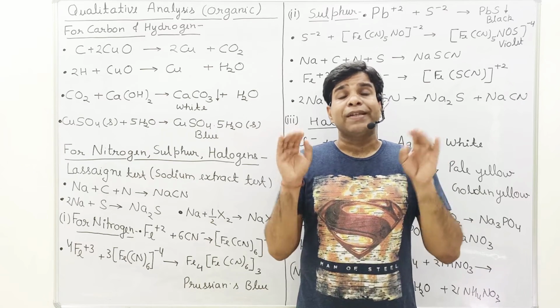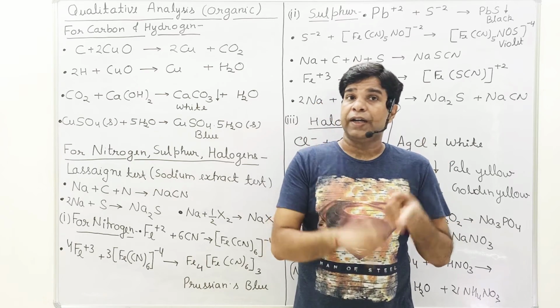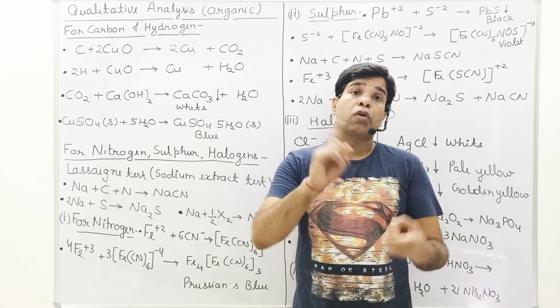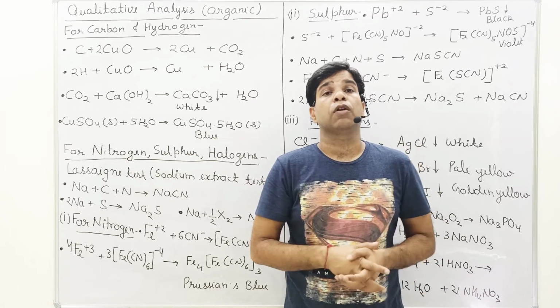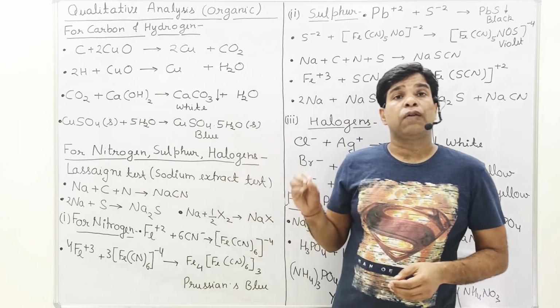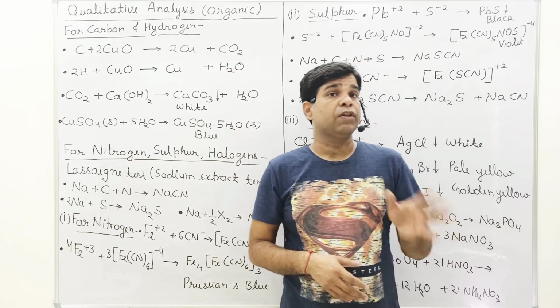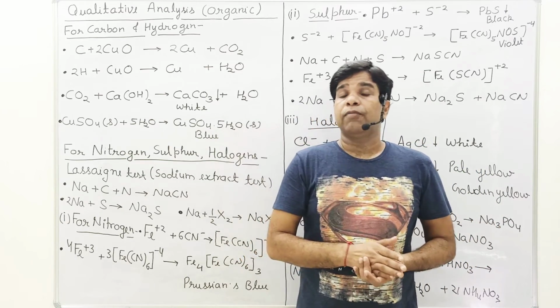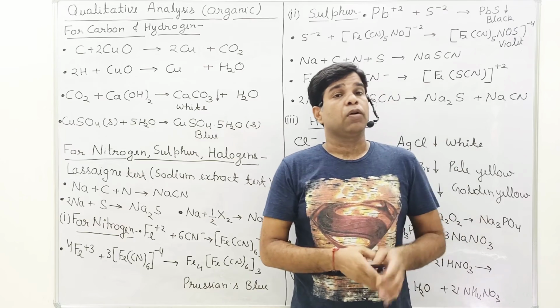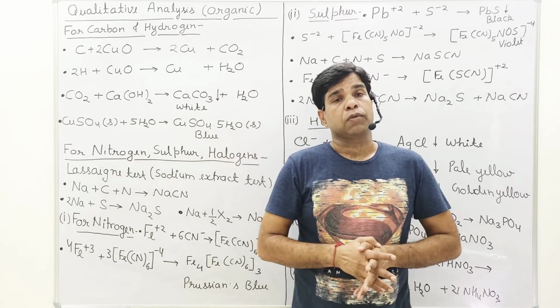Okay beta, so this is the example where we have ionic bond also, covalent bond also, coordinate bond also, and hydrogen bond also. This CuSO4.5H2O is one of the examples in which we have coordinate bond, covalent bond, ionic bond, and hydrogen bond.